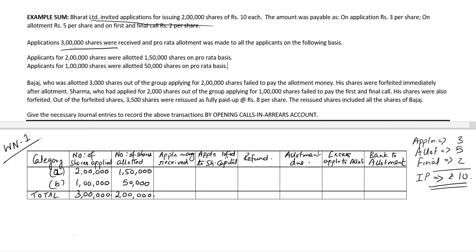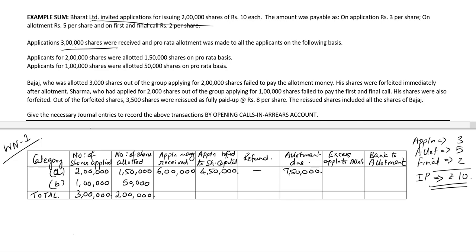We'll complete the 9-column table. We'll begin with category A, application money received, 2 lakh shares applied multiplied by 3 rupees per share, 6 lakh rupees. Application transferred to share capital, 1,50,000 shares allotted multiplied by 3 rupees per share, 4,50,000 rupees. There will be no refund. Allotment money due, 1,50,000 shares allotted multiplied by 5 rupees per share payable on allotment, 7,50,000 rupees.